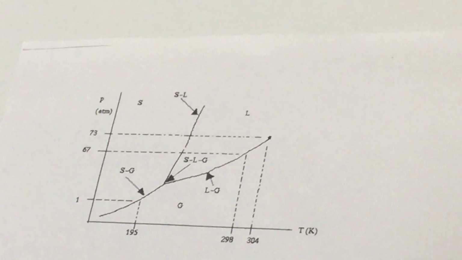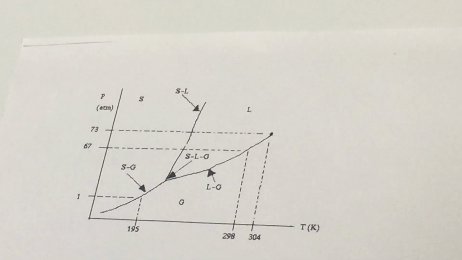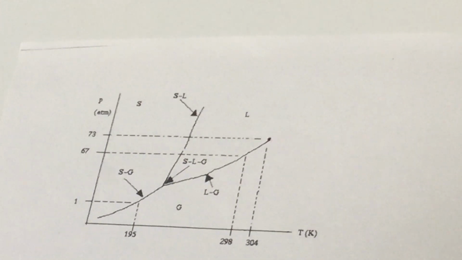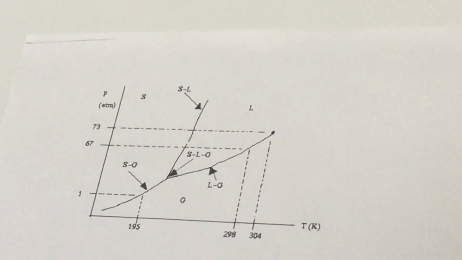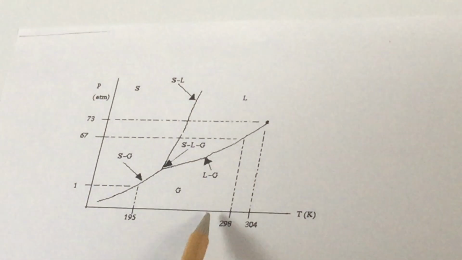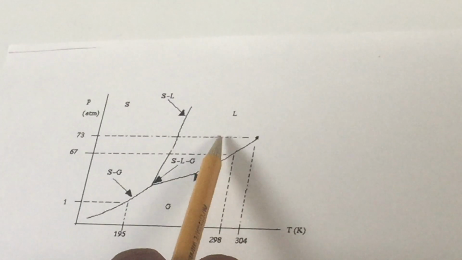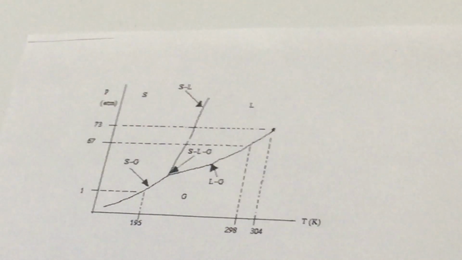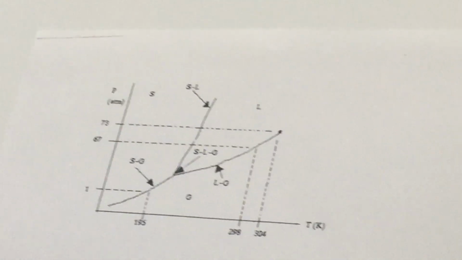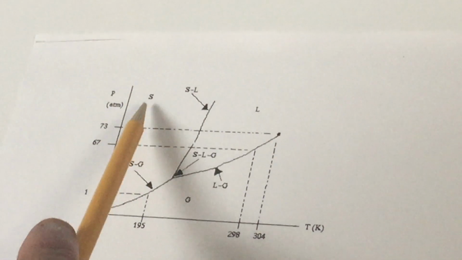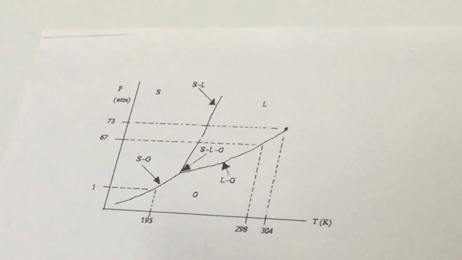But let's say I said to you, I'm at 73 atmospheres and say 280 Kelvin. Well, 280 Kelvin would put me here, and then you would go up to the 73, and that would put me in the liquid phase. So you should be able to look at the diagram and see where you are. So we have the solid, liquid, gas.